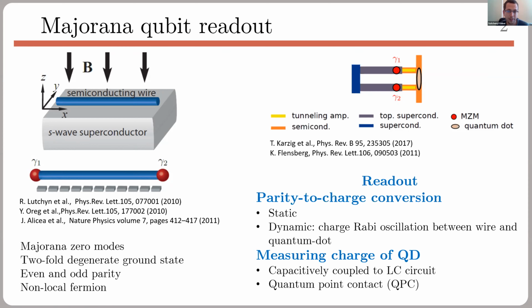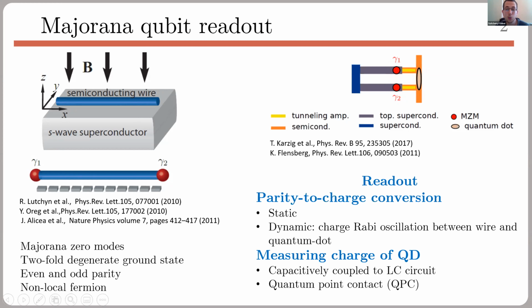So the basic question of this work and also in this presentation is how can we read out the ground state? So how can we distinguish between the even and the odd parity ground state? Or with other words, how can we read out the joint parity of the Majorana modes? So the basic idea is well known from the literature. So we need an auxiliary quantum dot, which is coupled to the Majorana modes.